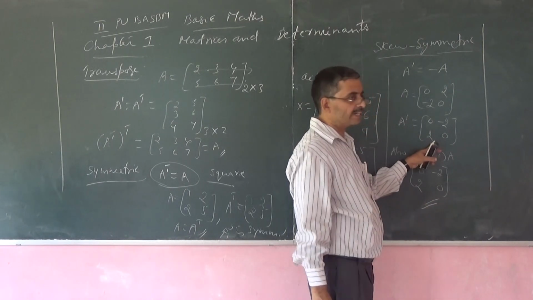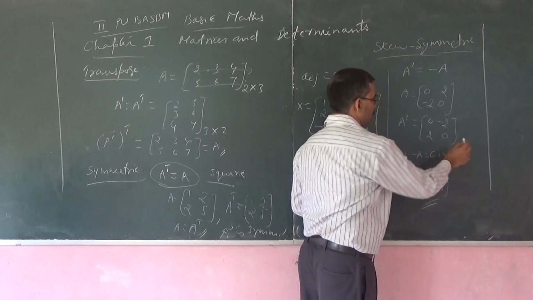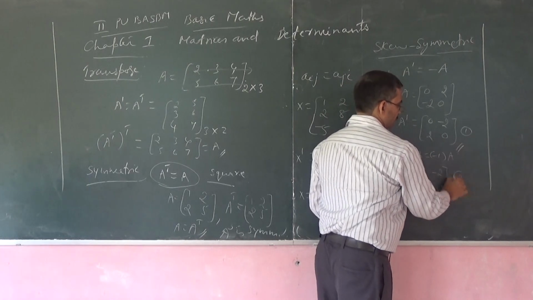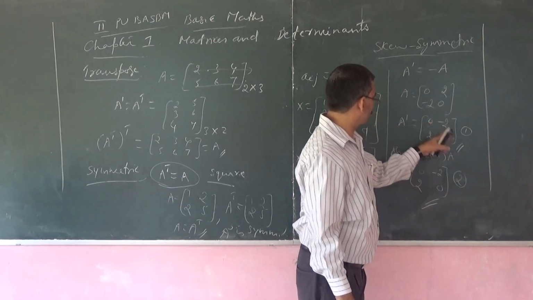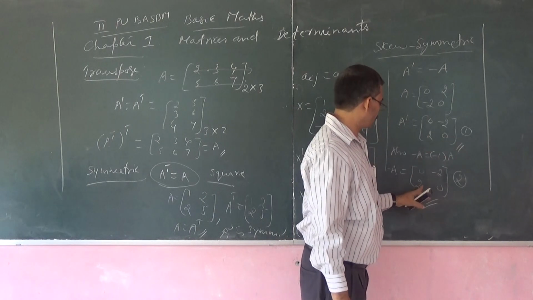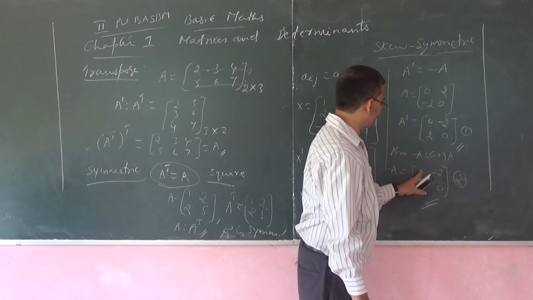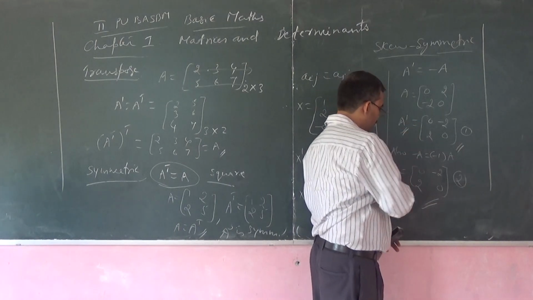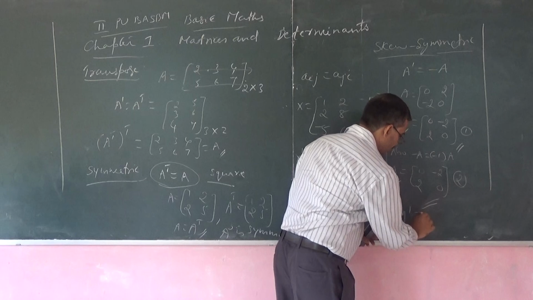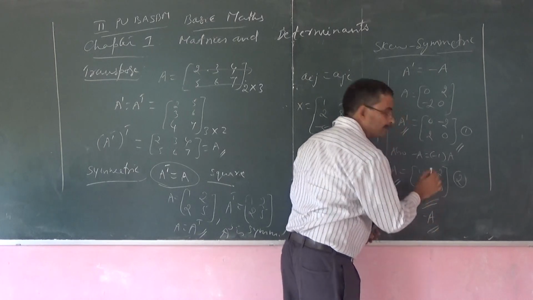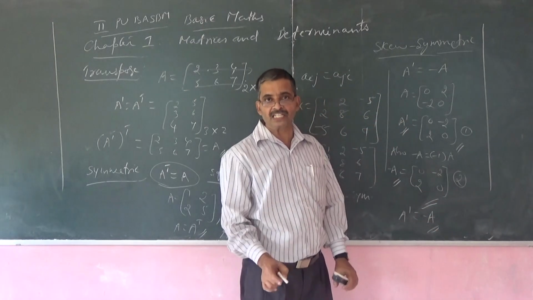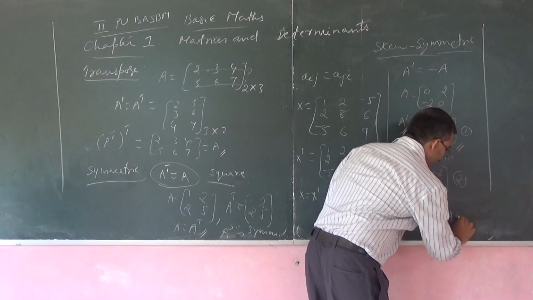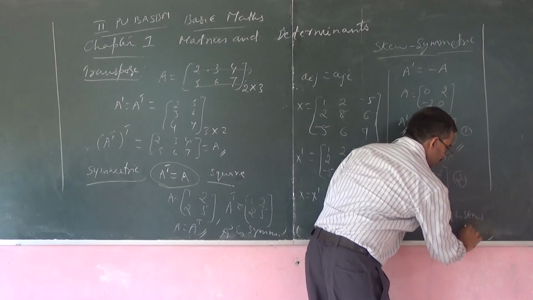What is A dash or A transpose? This is A transpose. Compare the two. So what do you get? A dash is 0, minus 2, 2, 0. Same here, minus A is also 0, minus 2, 2, 0. So we can say that A dash equal to minus A. That means A is skew symmetric.